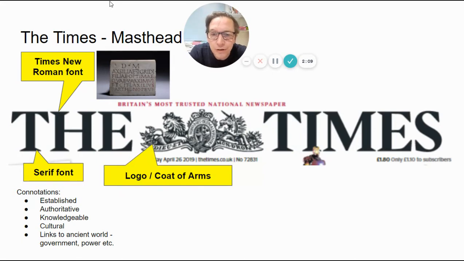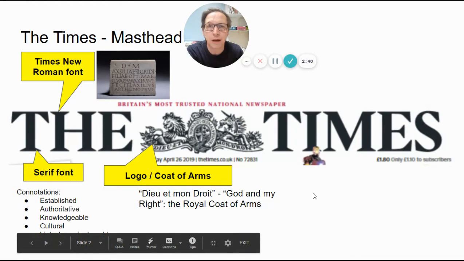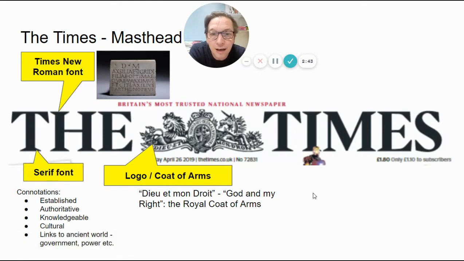Now, in the centre, we've got this rather striking logo. Well, it's more of a coat of arms than a logo, but for the purposes of media studies, let's call it a coat of arms. Now, you will notice that on the coat of arms, as well as the lion and the unicorn and the crown, these are old heraldic symbols, we have a slogan here which says Dieu est mon droit. And around here it says Honi soit qui mal y pense. Now, these are old French terms. Dieu est mon droit means God and my right. And the whole thing together is the royal coat of arms.